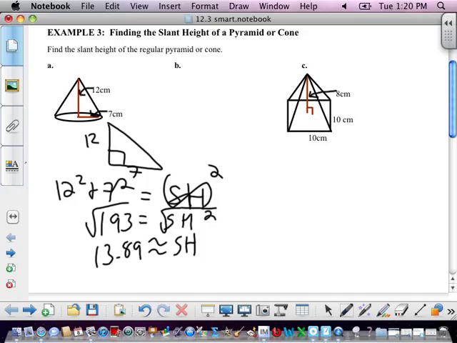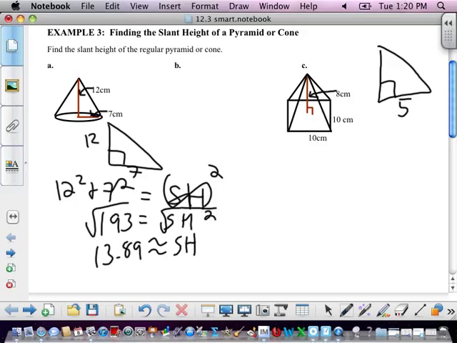Please don't talk when I'm talking. I know the length of the bottom is 10 because it's a square pyramid. But I don't want 10. What do I want? 5. You want half of it. Are we done with 8? Yes. We didn't find the area. We didn't have to. It just says find the slant height of the regular pyramid.